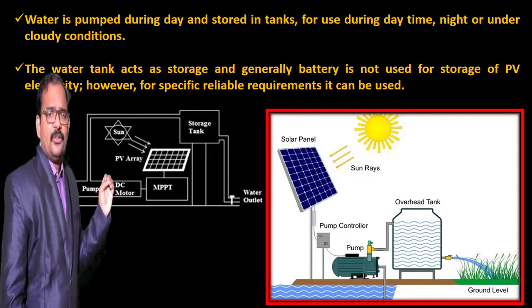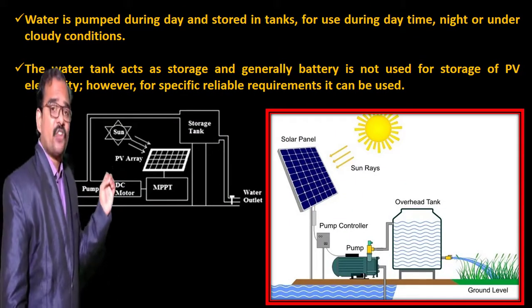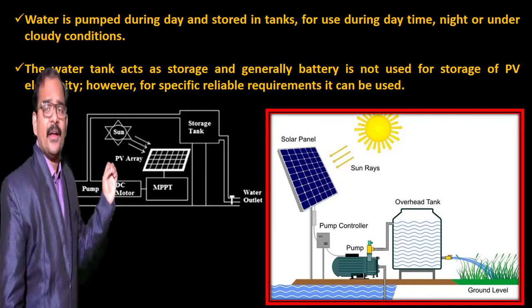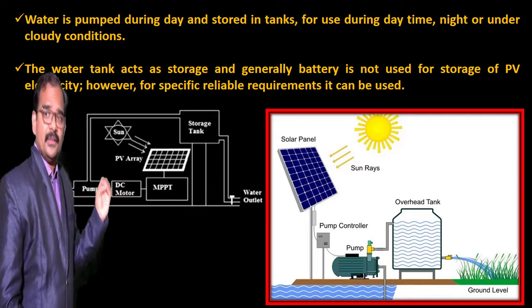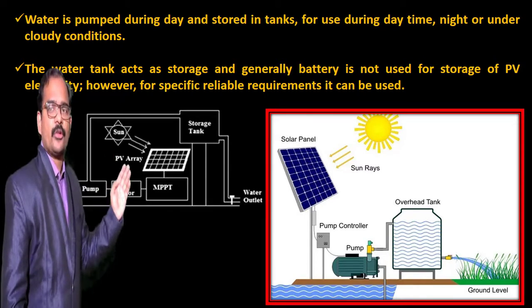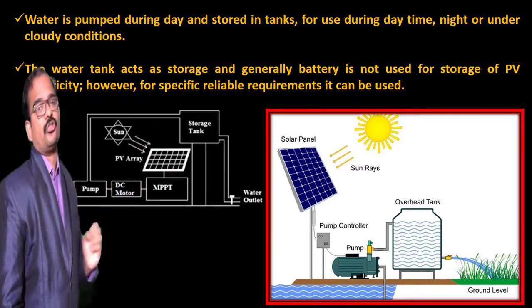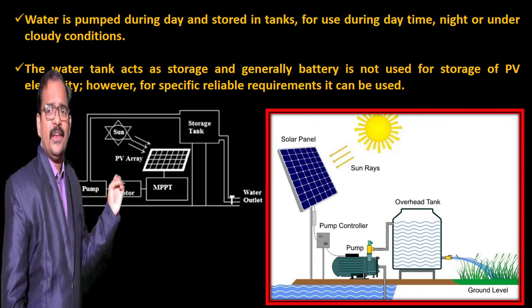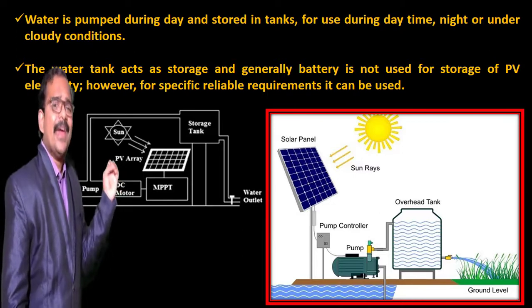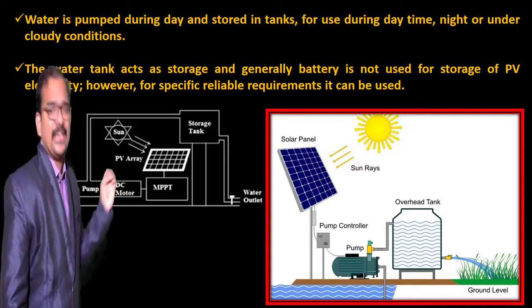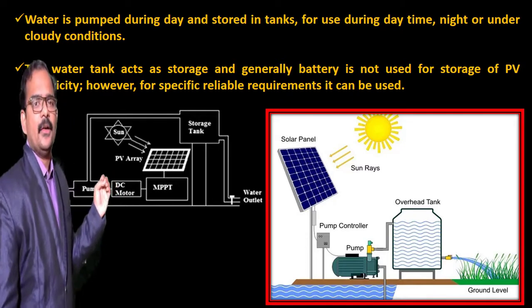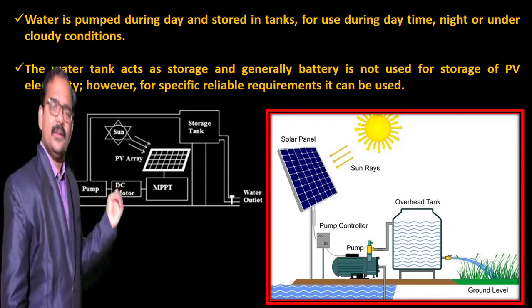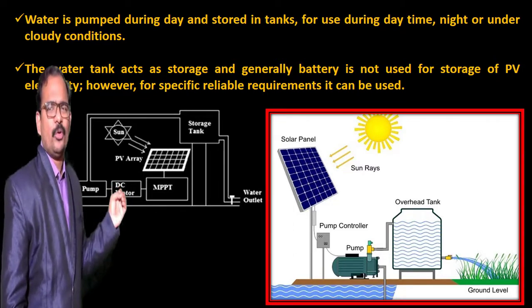So water is pumped during the daytime when the sun shines in the sky, and the water is stored in overhead tanks for use during the daytime. On the other hand, we can also use that water during night or under cloudy conditions. So the water tank acts as storage, and generally the battery is not used for storage of PV electricity in this particular application, because most of the time in India we won't water the crops during the night time. We will water it during the daytime. And that is the reason why there is no need of a battery.